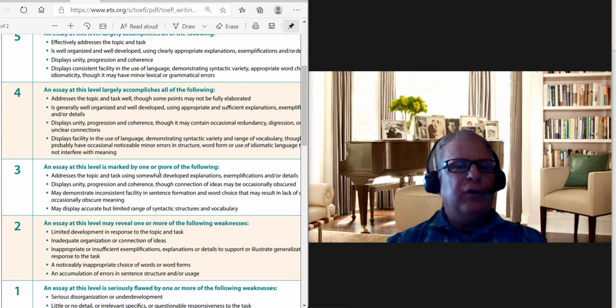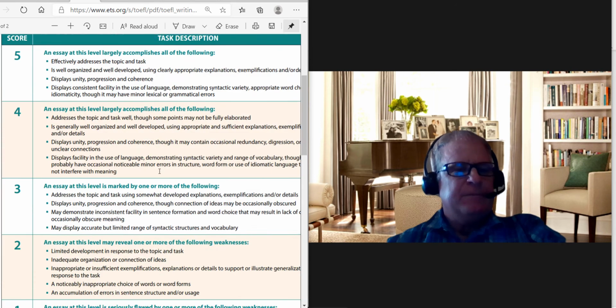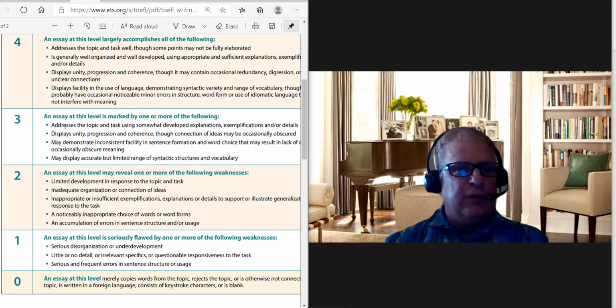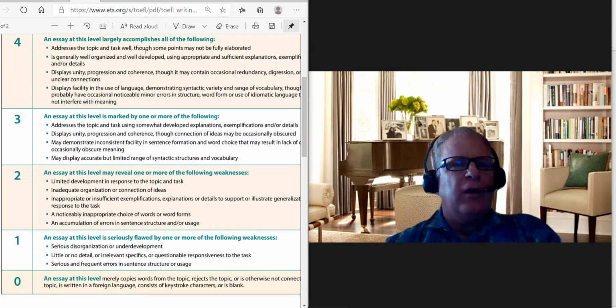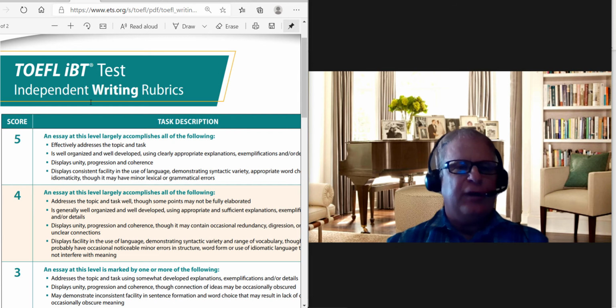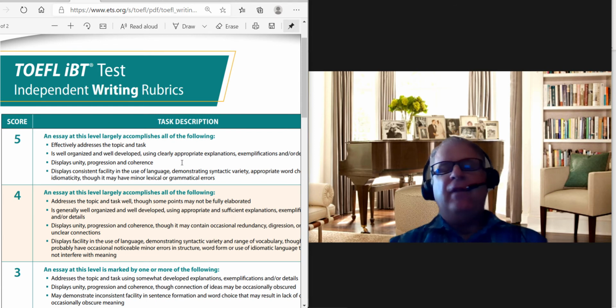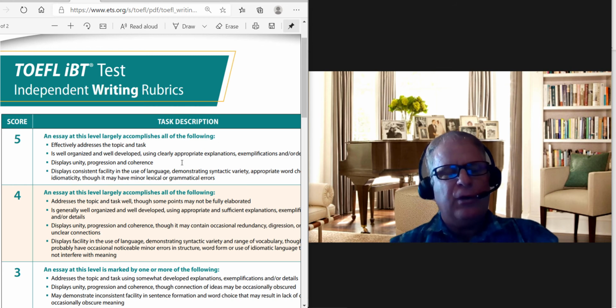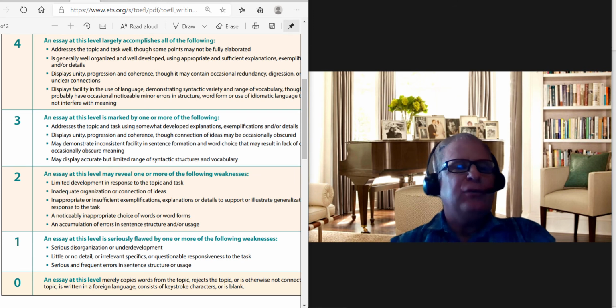Okay, now, if you look over at the writing rubrics here, you could probably argue you might not even score in the 3 range on this. You have addresses a topic and task using somewhat developed explanations. Number 4 is addresses the topic and the task well, and then 5 would be effectively addresses a topic and the task. The introduction and the thesis, yes, address the task, but the body paragraphs don't do a great job with that. So I'm going to put you right at the 3 area, 3.0 out of 5. I'm going to put you at 20 points out of 30 on this particular practice test.